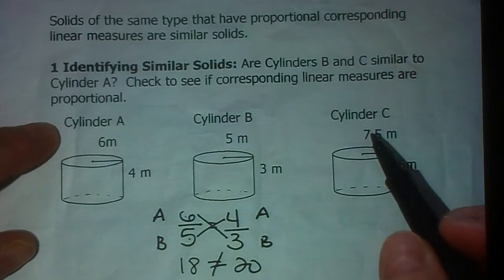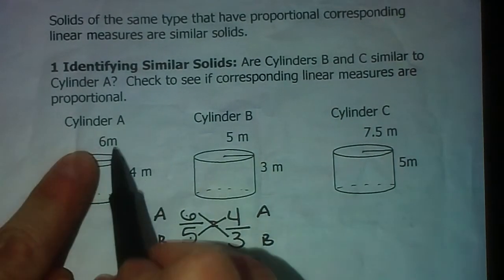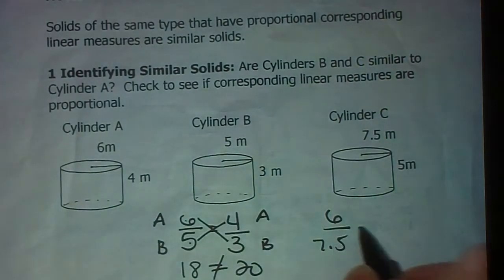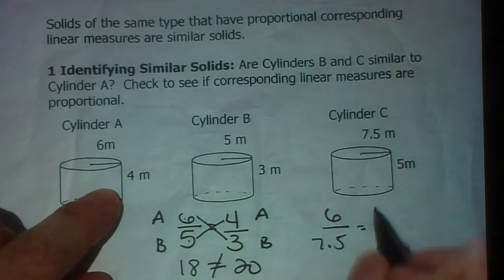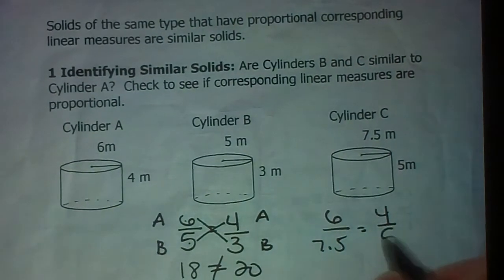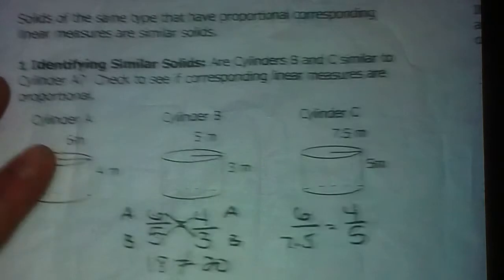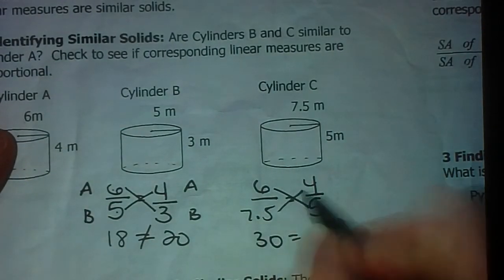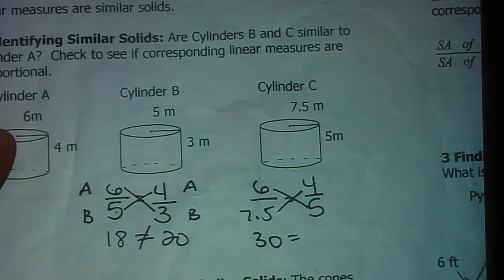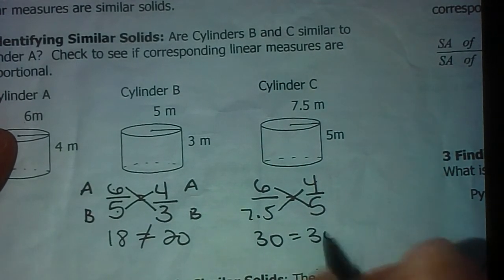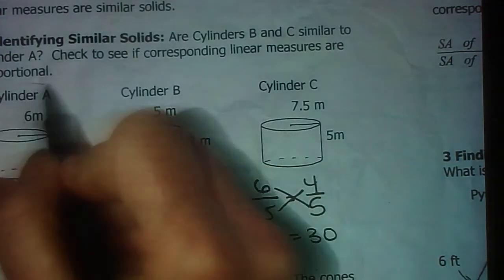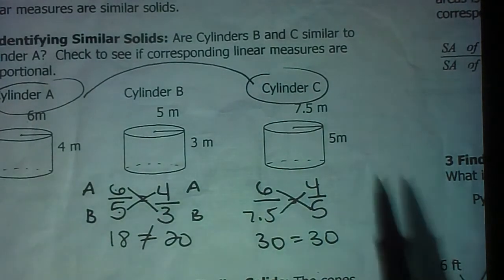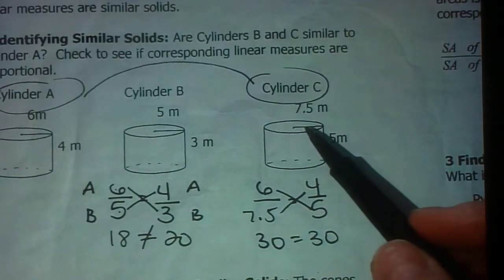Let's try cylinder A and cylinder C. Again, cylinder A's radius is 6. Cylinder C's radius is 7.5. Cylinder A's height is 4. Cylinder C's height is 5. Let's find some cross products again here. 6 times 5 is 30. 7.5 times 4, try that one out. Hopefully you got 30. That's right. So that means that cylinder A and cylinder C are proportional because their corresponding linear measures are proportional.